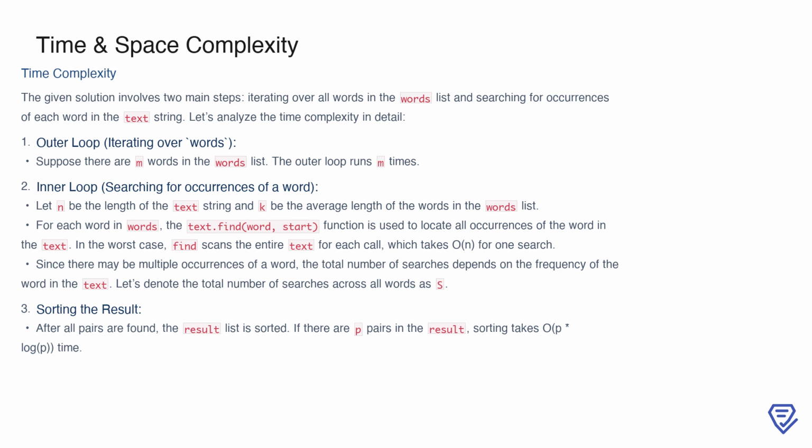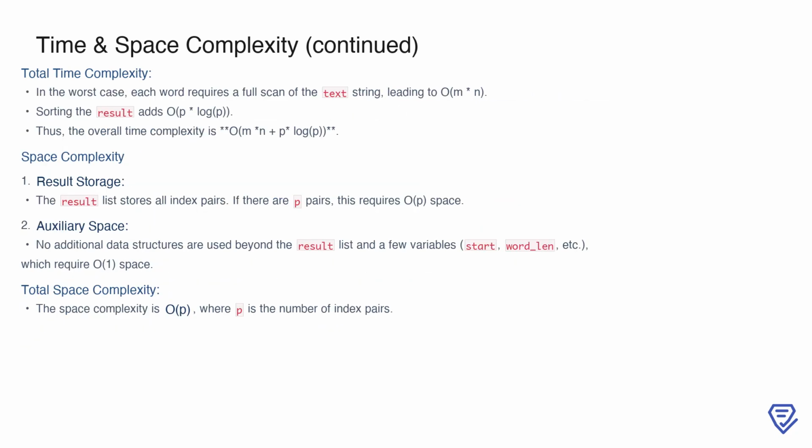After gathering all the index pairs, the algorithm sorts the result list, which consists of P pairs. Sorting this list requires P log P time, meaning the sorting step further contributes to the overall complexity. To summarize the total time complexity, the worst-case scenario involves scanning the entire text for each of the M words, resulting in O(M * N). Additionally, the sorting step adds O(P log P), making the total time complexity O(M * N + P log P). For space complexity, the main consideration is the result list, which stores all P index pairs and requires O(P) space.